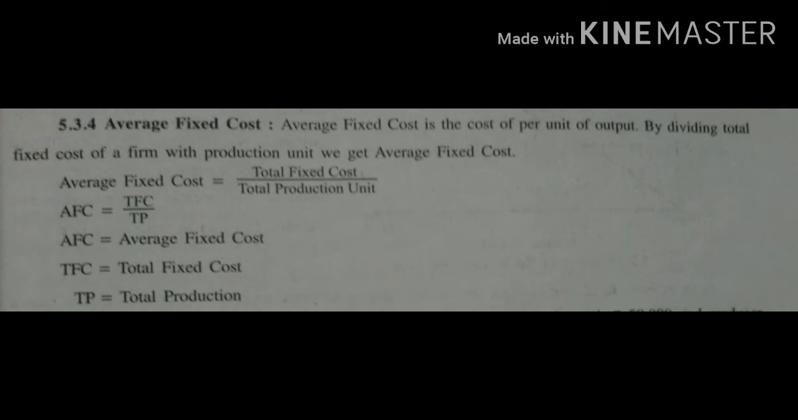In part 2, we have learned about total fixed cost, total variable cost, and total cost. Let us continue the chapter. First is average fixed cost. The cost per unit of output is called the average fixed cost. Average fixed cost is obtained by dividing total fixed cost of a firm by total production units. Thus, AFC is equal to TFC upon TP.